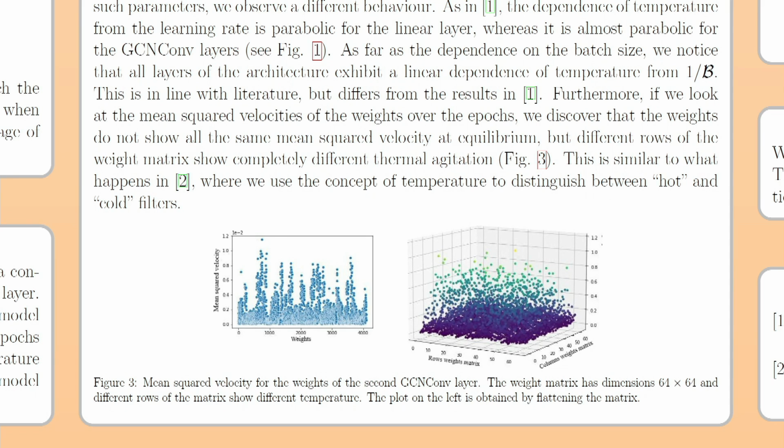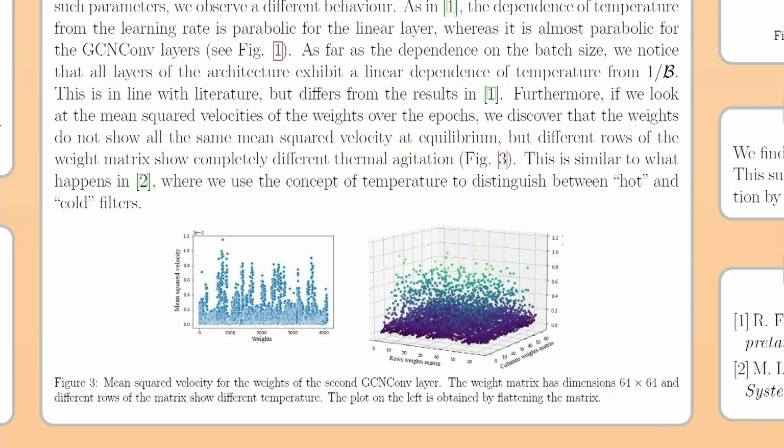The elimination of the cold filters really caused a high change in the performance by lowering the performance, because the cold filters with the lowest velocity were the ones that really were learning something, because they were not varying anymore at the end of the training, whereas the hot filters can be eliminated without any change of the performance.